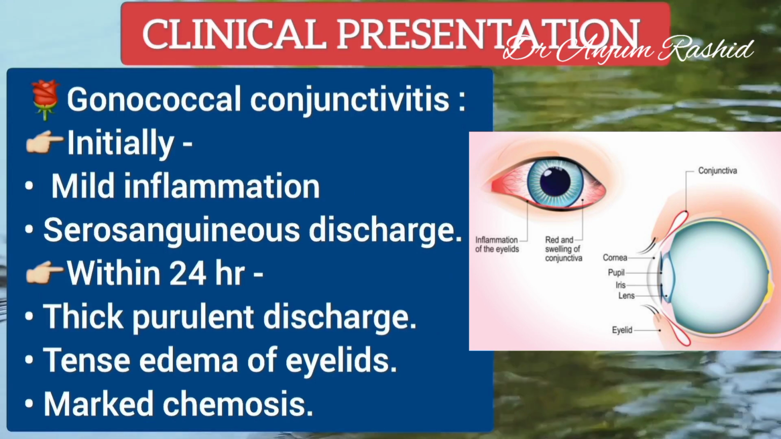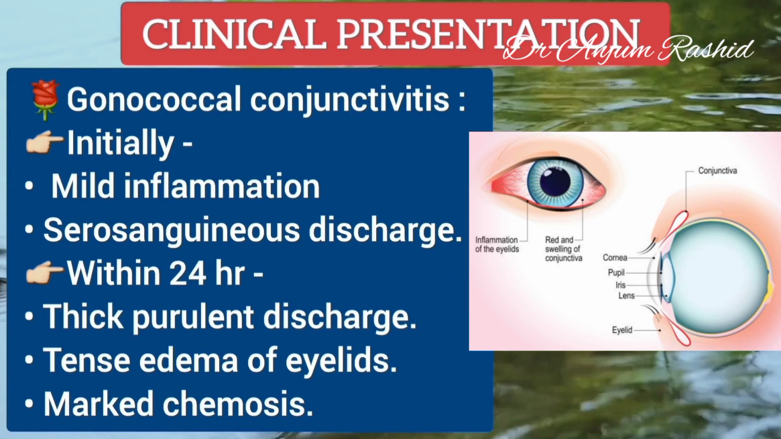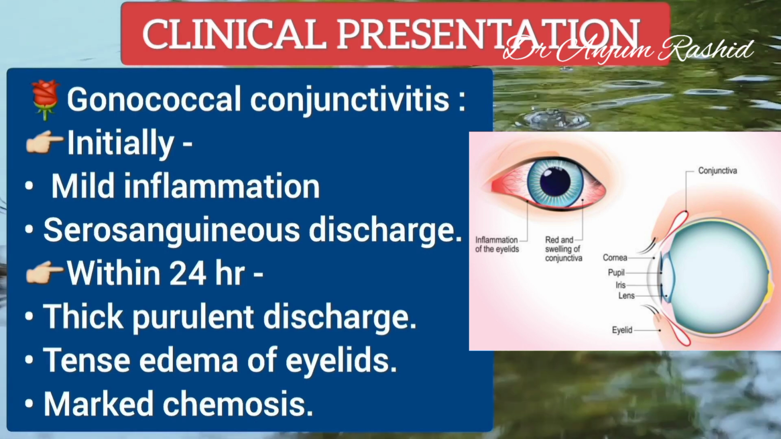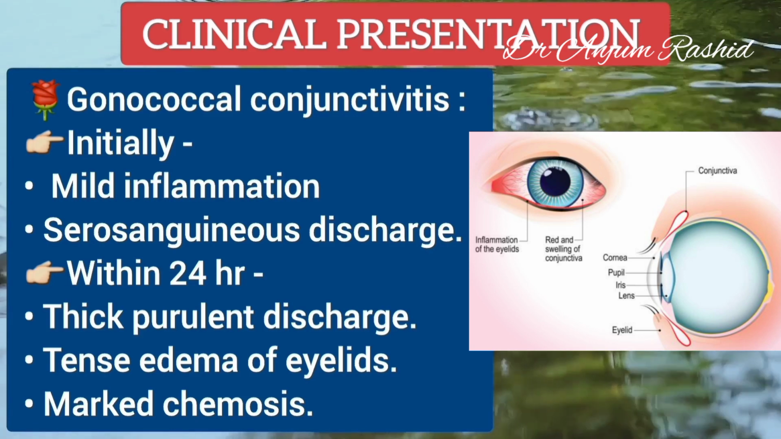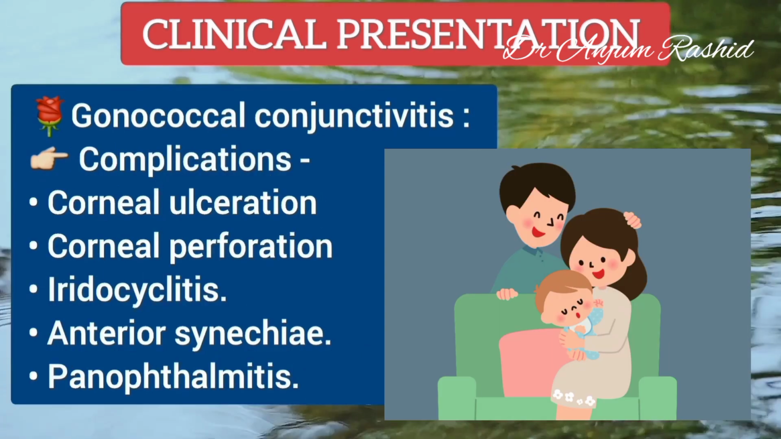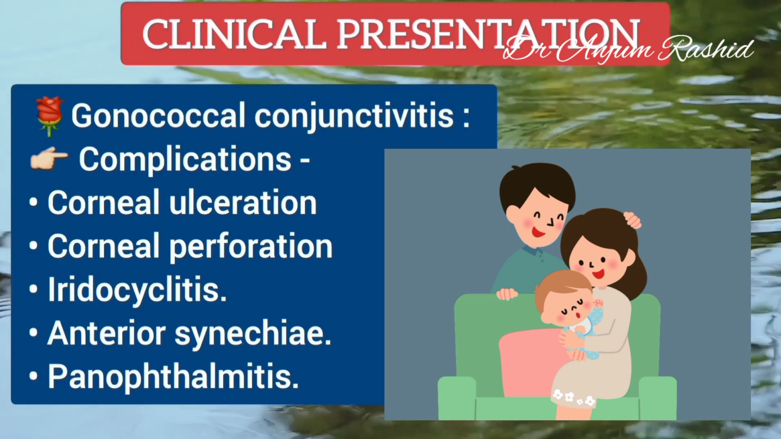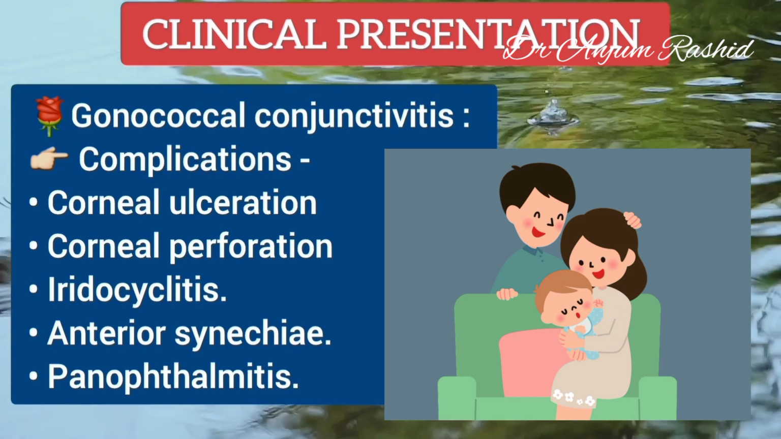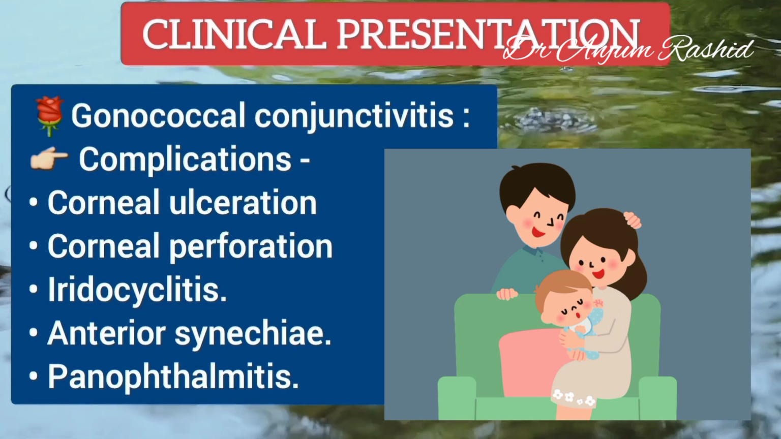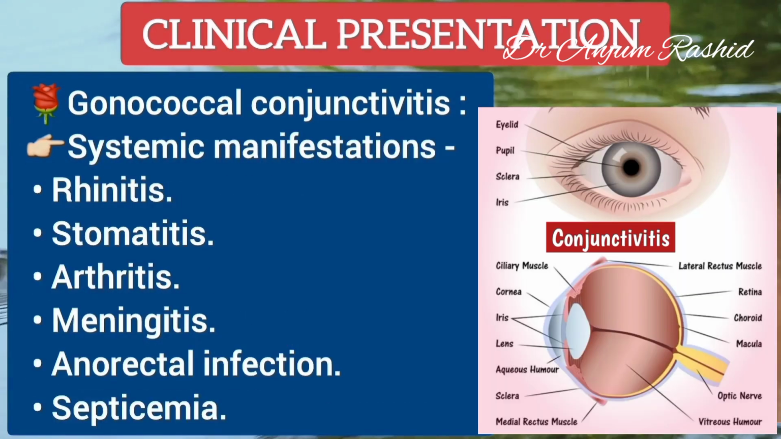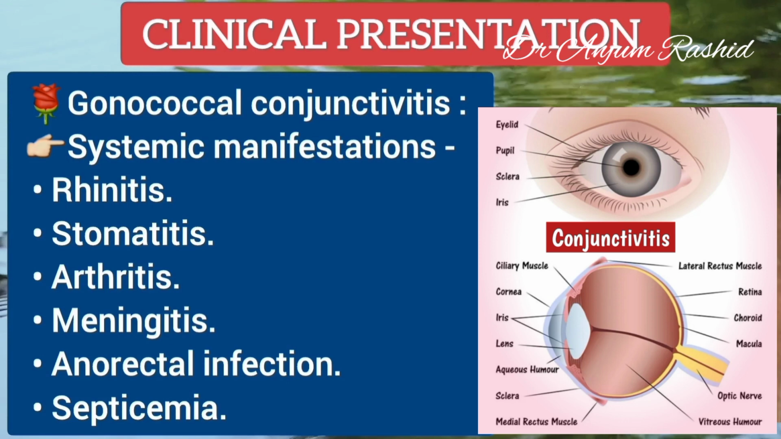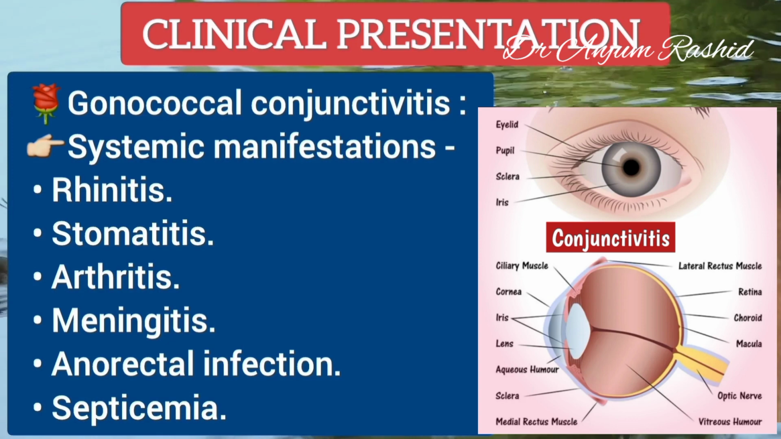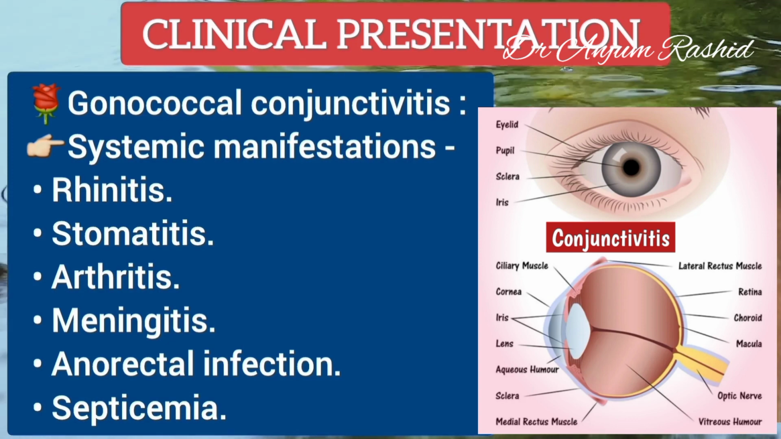In gonococcal conjunctivitis, initially there is mild inflammation and a serosanguineous discharge. But within 24 hours, a thick purulent discharge forms and there is tense edema of the eyelids along with marked chemosis. Complications of gonococcal conjunctivitis are common in neonates, and these include corneal ulceration and perforation, iridocyclitis, anterior synechiae, and panophthalmitis. In gonococcal conjunctivitis, systemic manifestations may be present like rhinitis, stomatitis, arthritis, meningitis, anorectal infection, or even septicemia.